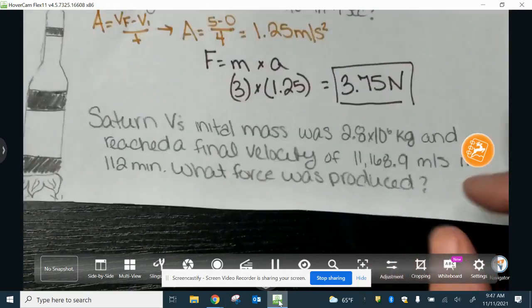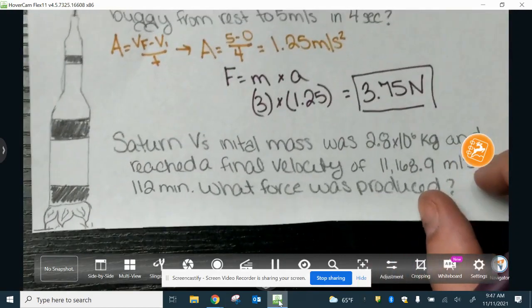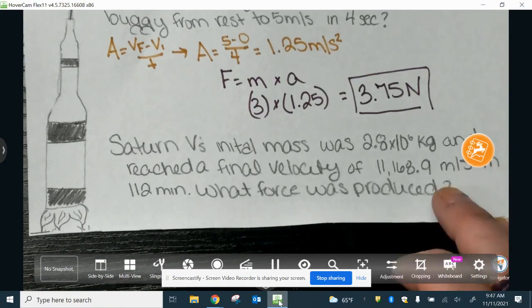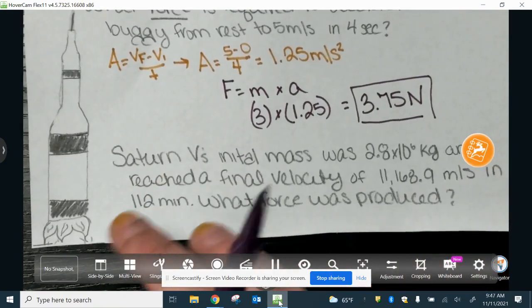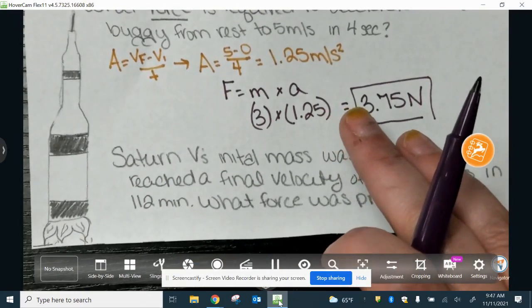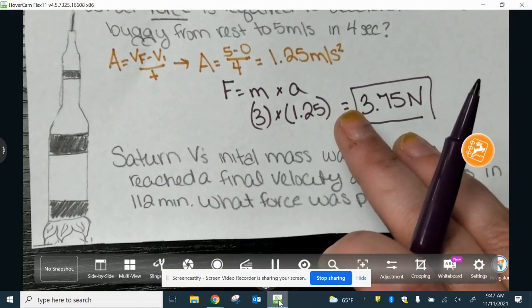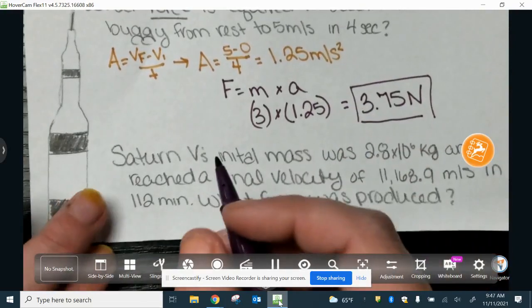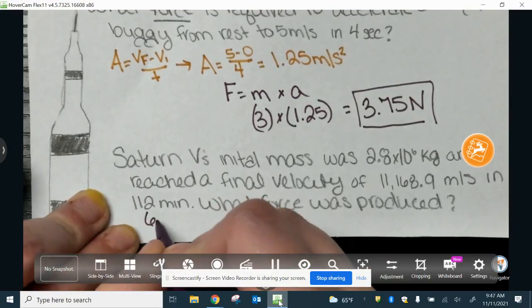Alright. So it says Saturn V's initial mass was 2.8 times 10 to the 6th kilogram, and it reached a final velocity of 11,168.9 meters per second in 112 minutes. What force was produced? I know that my velocity is in meters per second, so first thing I need to do is get my time into seconds. So 112 minutes times 60 seconds is 6,720 seconds.